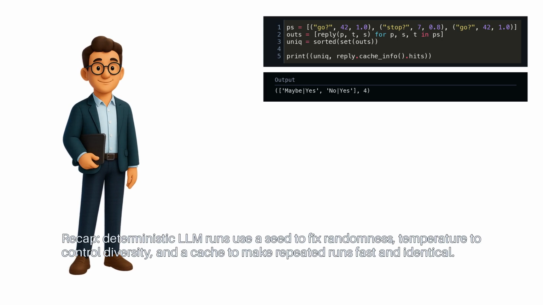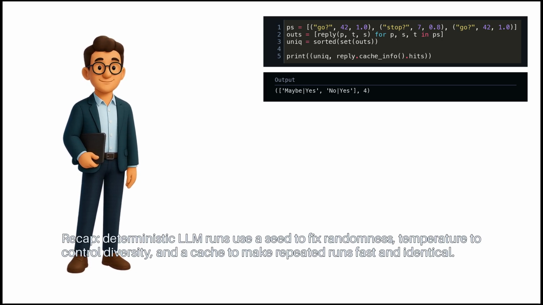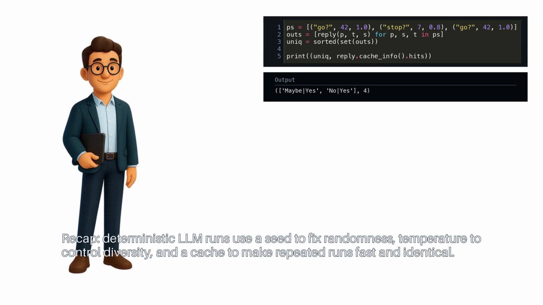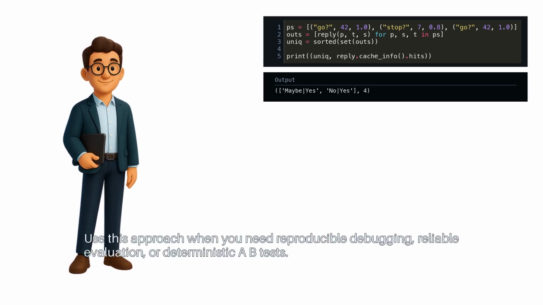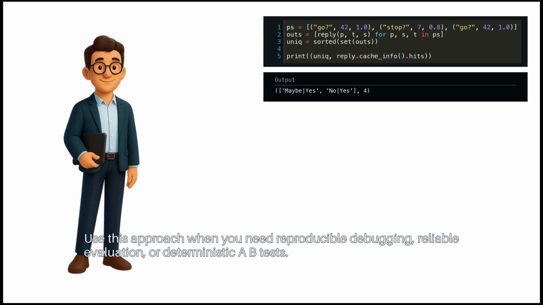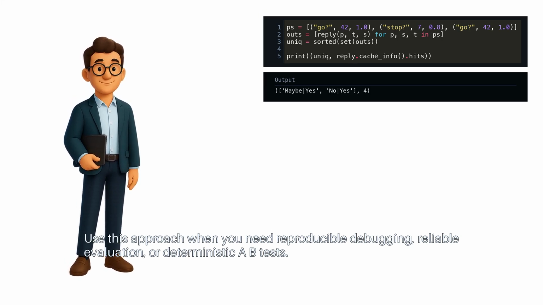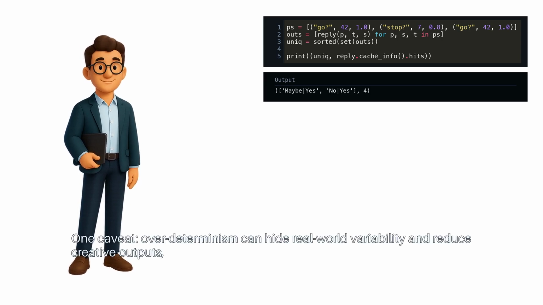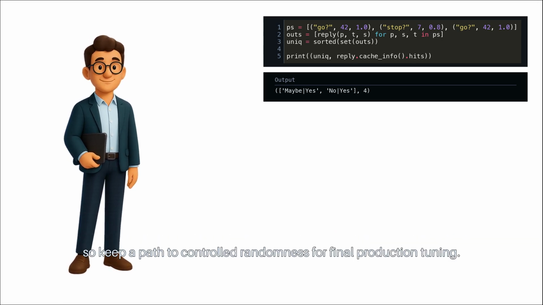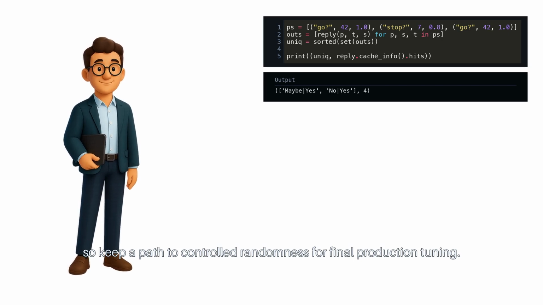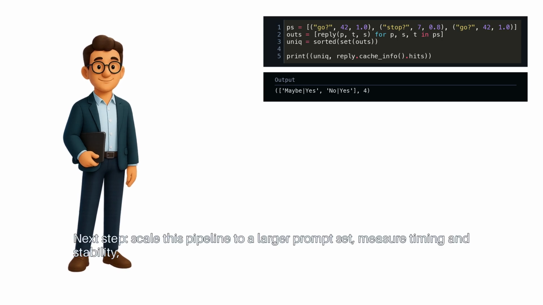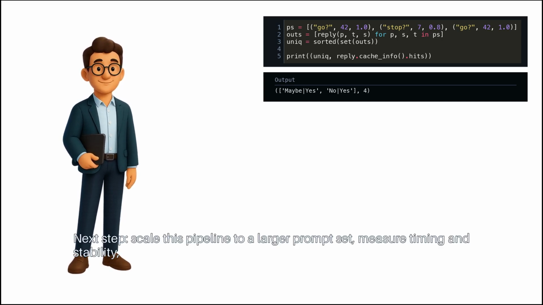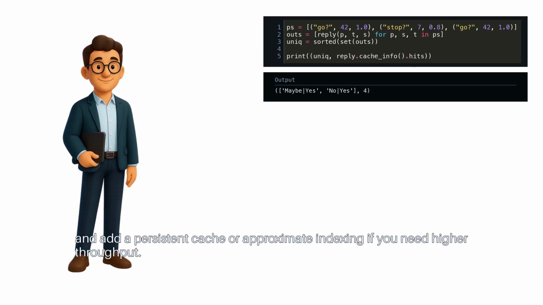Recap: deterministic LLM runs use a seed to fix randomness, temperature to control diversity, and a cache to make repeated runs fast and identical. Use this approach when you need reproducible debugging, reliable evaluation, or deterministic A/B tests. One caveat: overdeterminism can hide real-world variability and reduce creative outputs. So keep a path to controlled randomness for final production tuning. Next step, scale this pipeline to a larger prompt set, measure timing and stability, and add a persistent cache or approximate indexing if you need higher throughput.